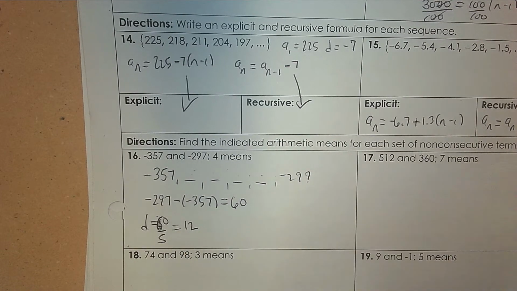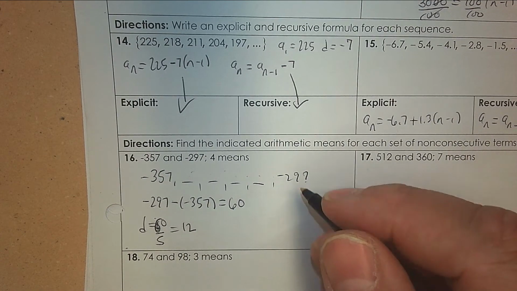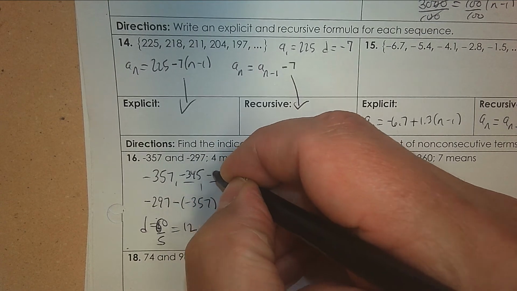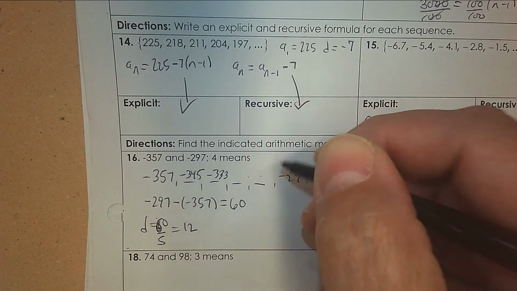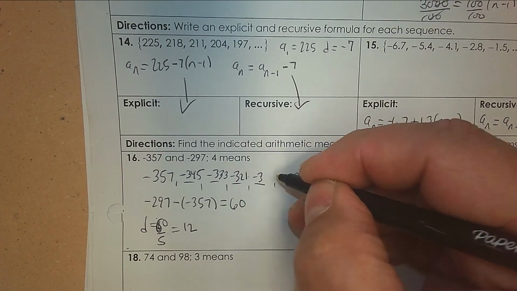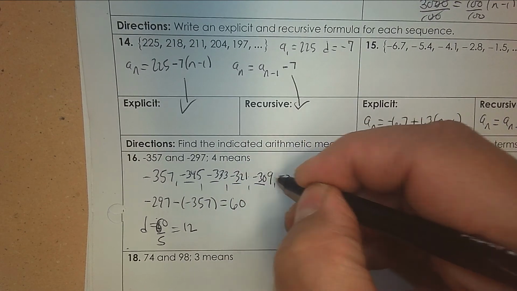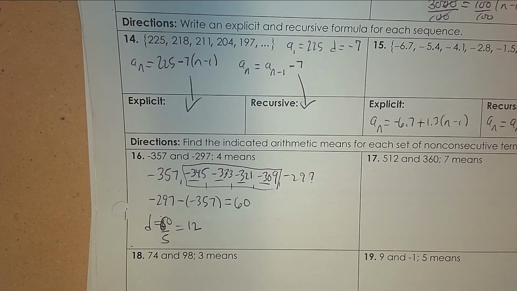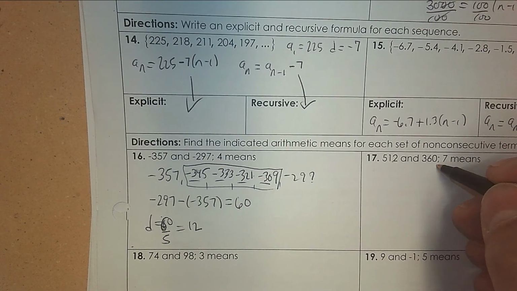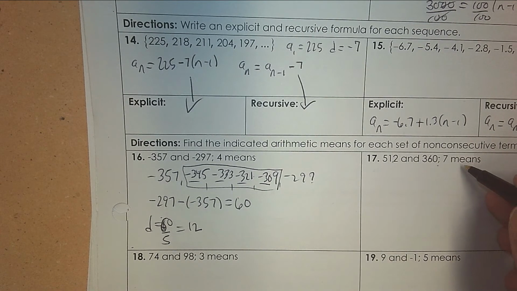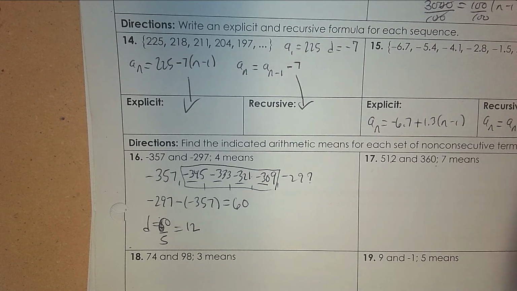So you're adding 12 every time. So if you add 12 every time, the ones that are missing, negative 345, negative 333, adding 12, negative 321, add 12, negative 309. So those are the 4 arithmetic means that are missing. So we have between 512 and 360, and there's 7 means to find.